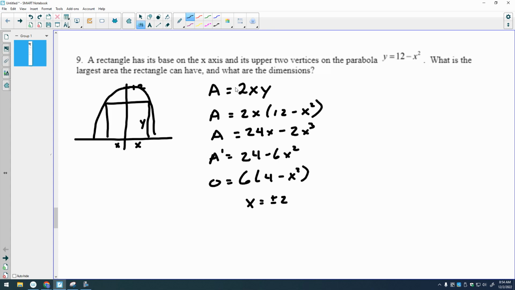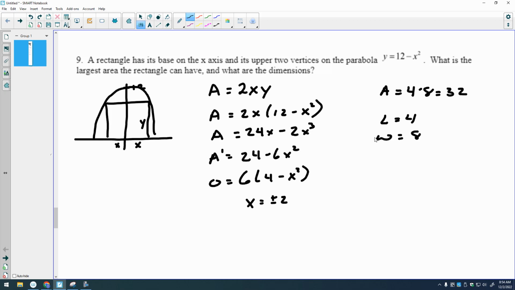What do they want? What is the largest area? So the area is going to equal 2 times 2, which is 4. Now I'm going to plug the 2 in up here. 2 squared is 4. 12 minus 4 is 8. And so this right here is going to be 8 times 4. So my largest area is 32, and my dimensions are a length of 4 and a width of 8.